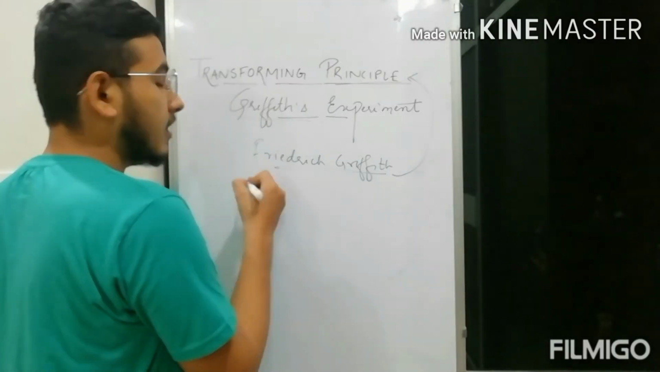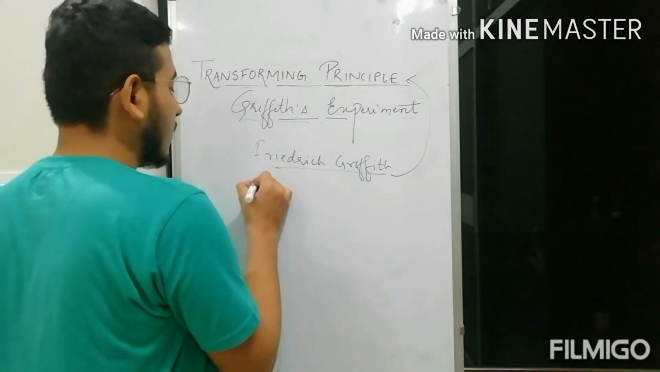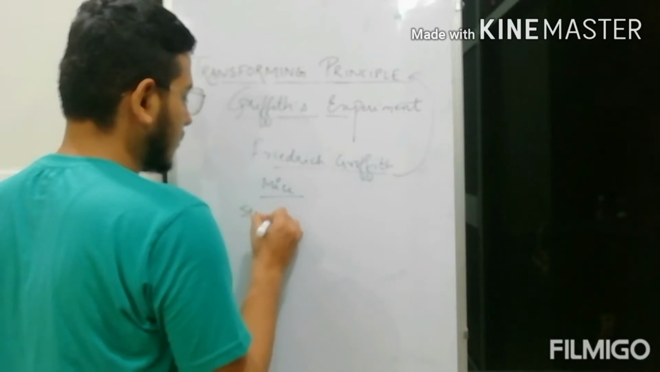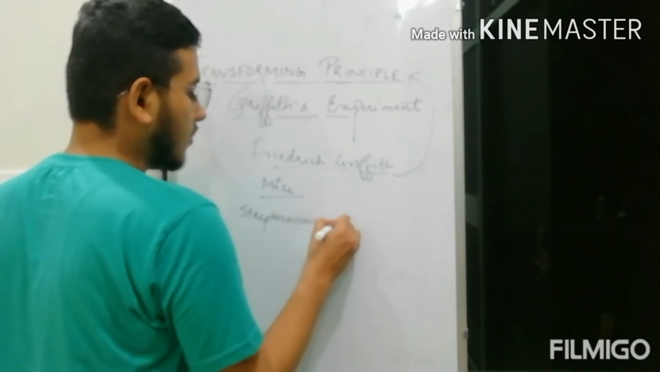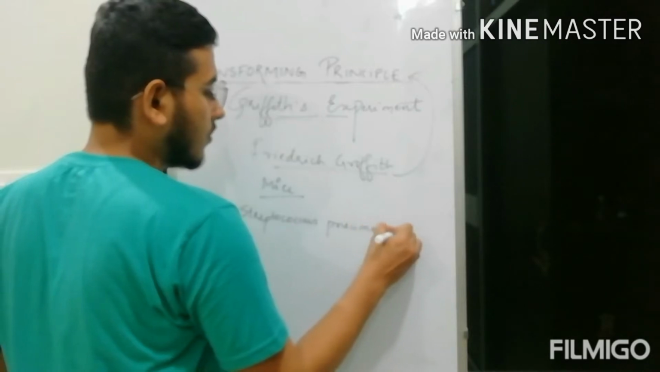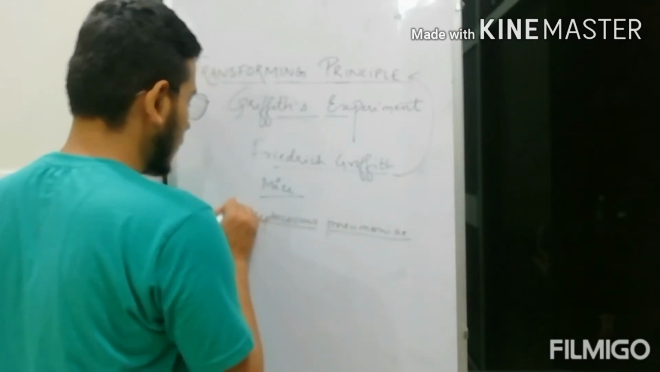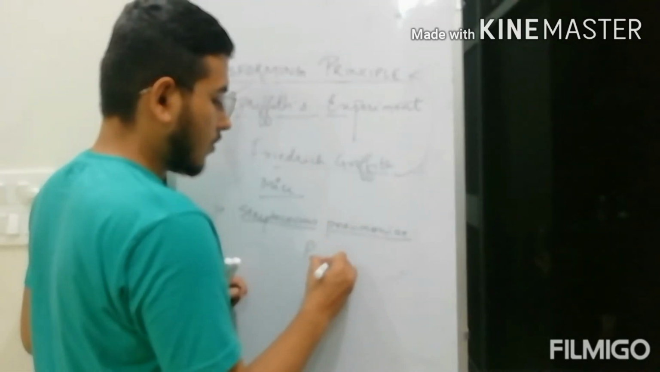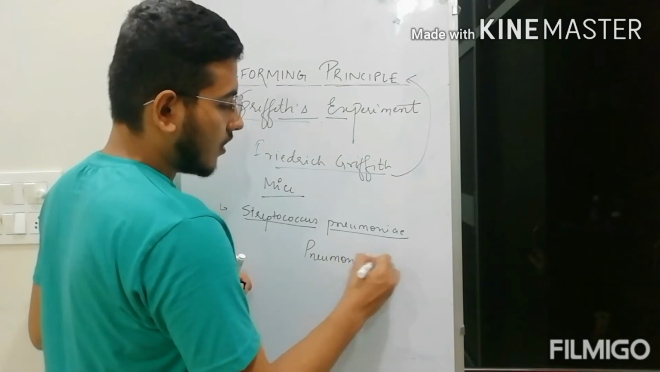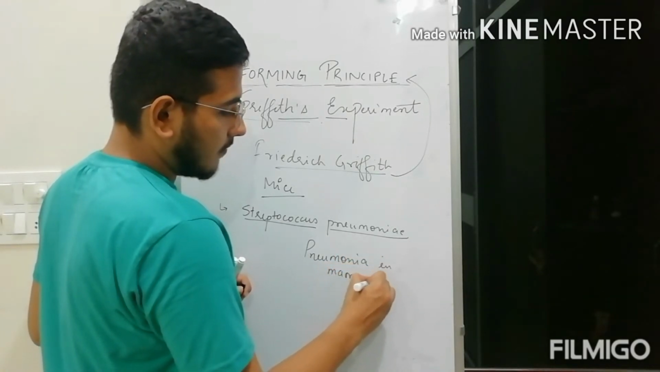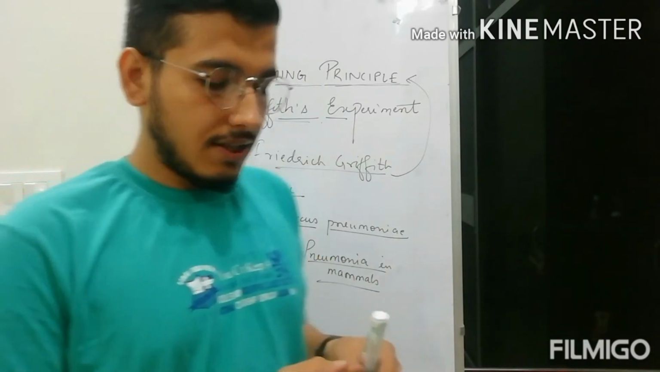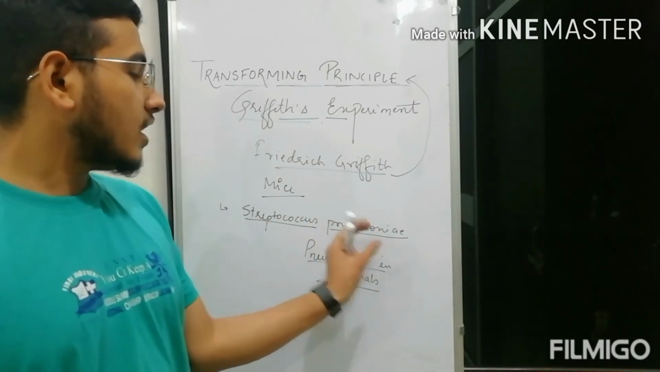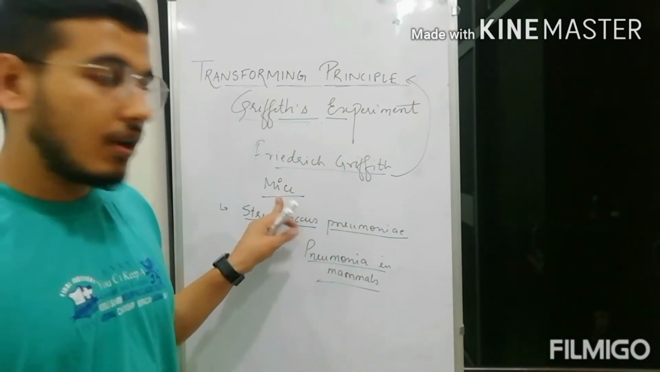This experiment was performed on mice and Streptococcus pneumoniae. He took the bacteria Streptococcus pneumoniae, which causes pneumonia in mammals. So in his experiment he took Streptococcus pneumoniae, which infected mice and caused pneumonia.